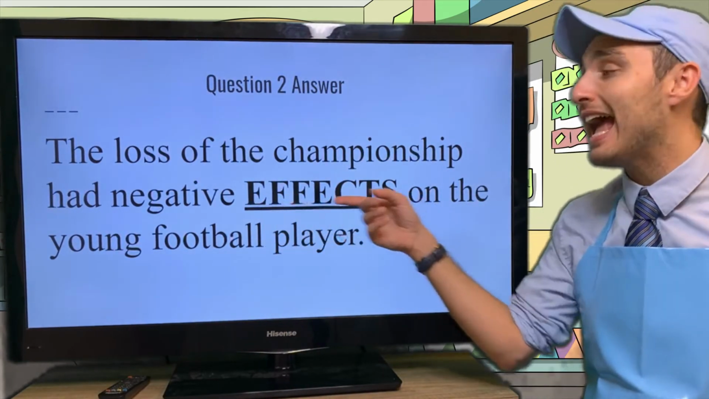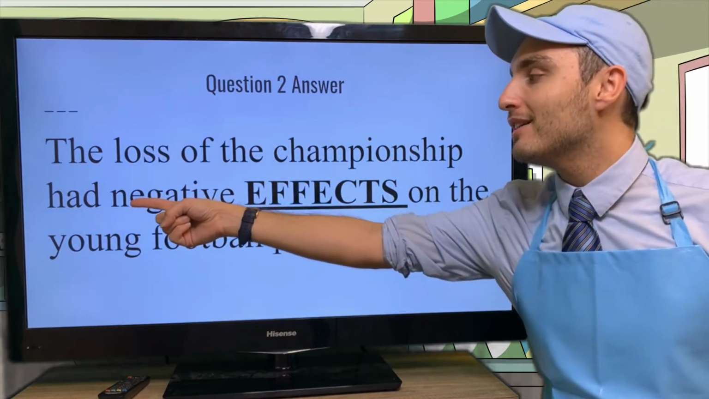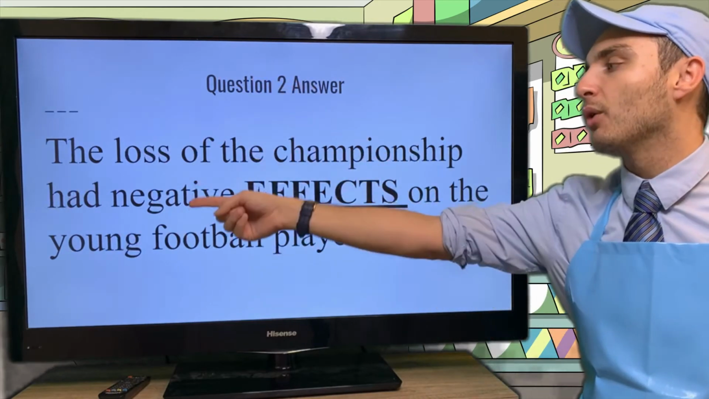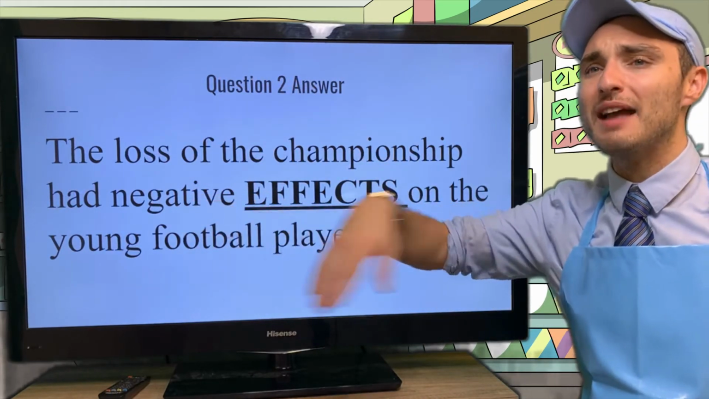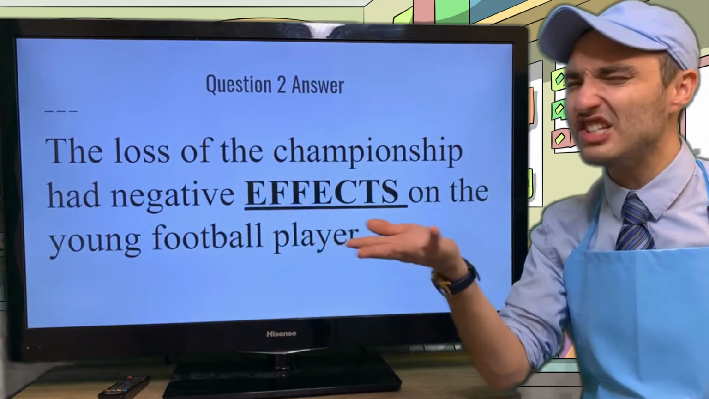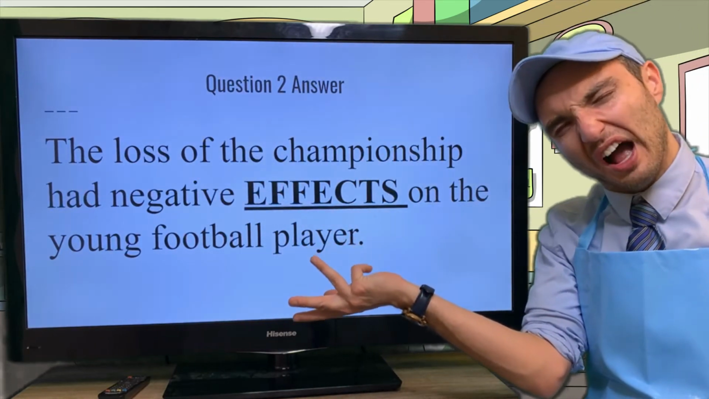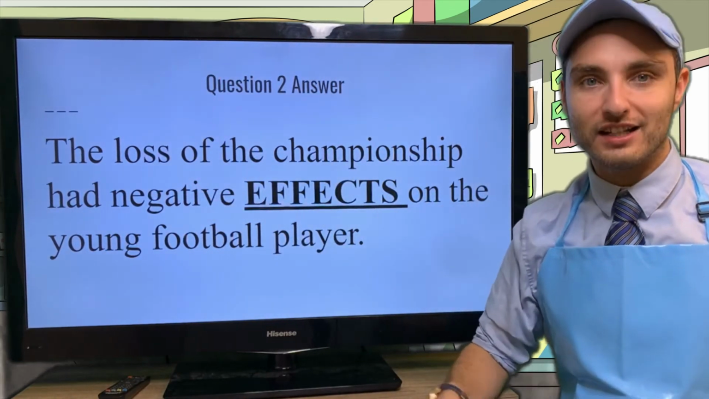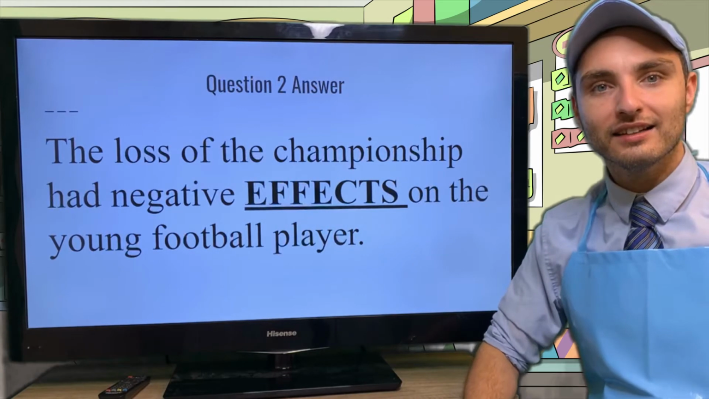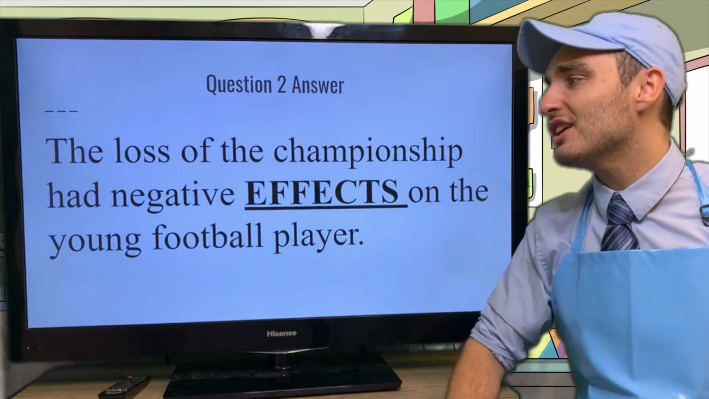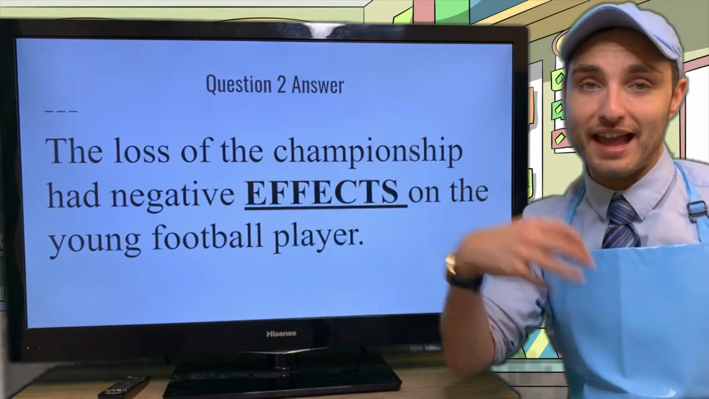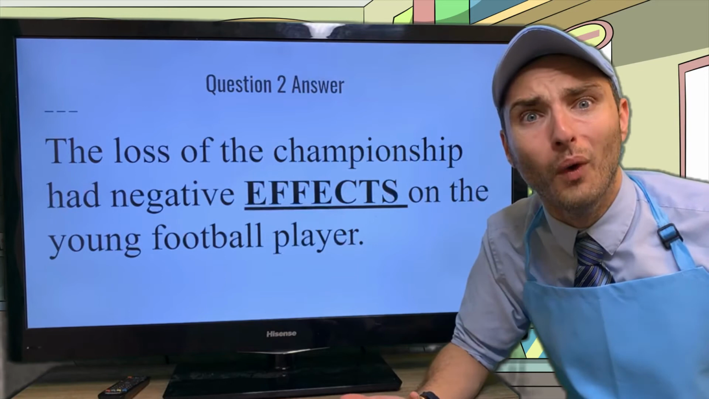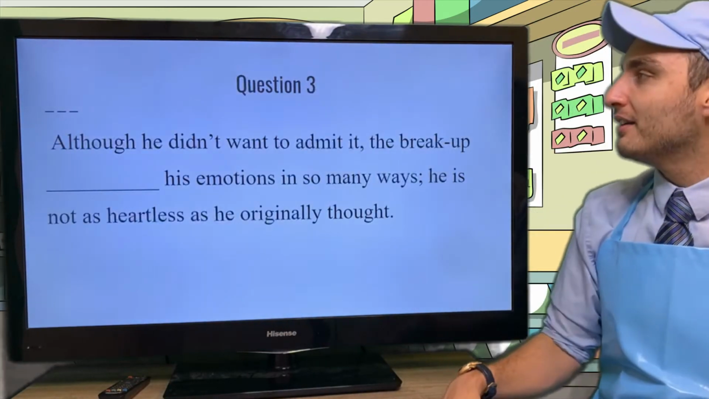Here, we needed a noun. We know that because negative is an adjective, and we're using that to describe a noun. We're not going to use negative to describe a verb. Adjectives don't describe verbs, huh? We're using this adjective to describe the noun effects. Because it's a thing. It's saying that the loss of the championship had negative effects, results, impact on the young football player. Whoa! And let's move on.